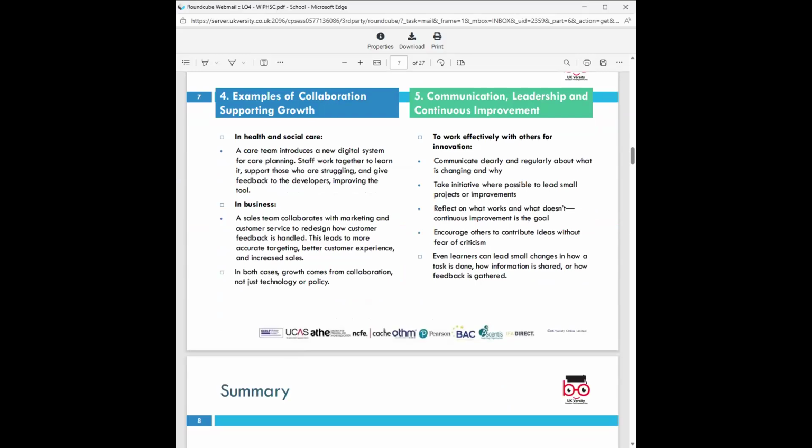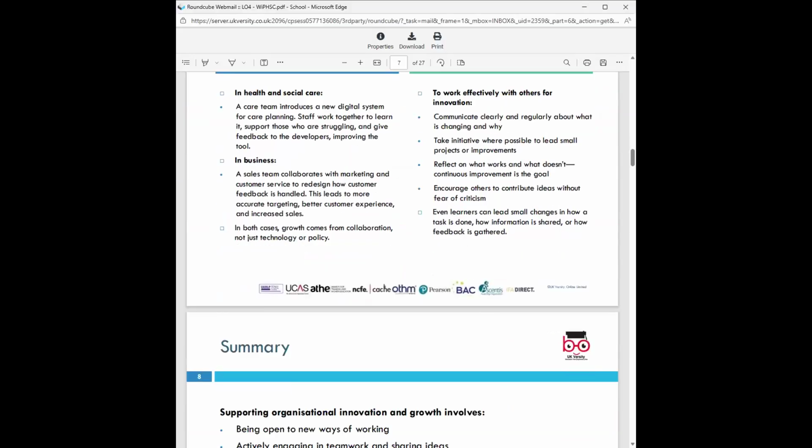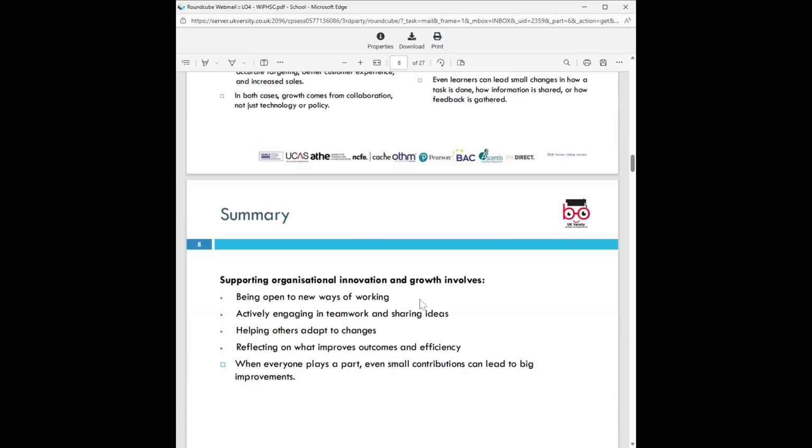So in health and social care, a care team introduced a new digital system. Staff need to learn about that. They need to be trained, to improve this collaboration. Communication, leadership, and continuous improvement to work effectively together, to take on new initiatives, communicate together, reflect on what's been done, and encourage others to contribute.